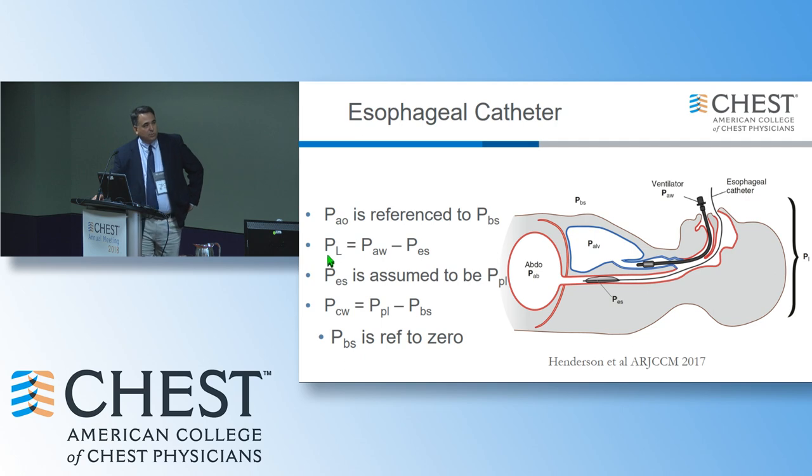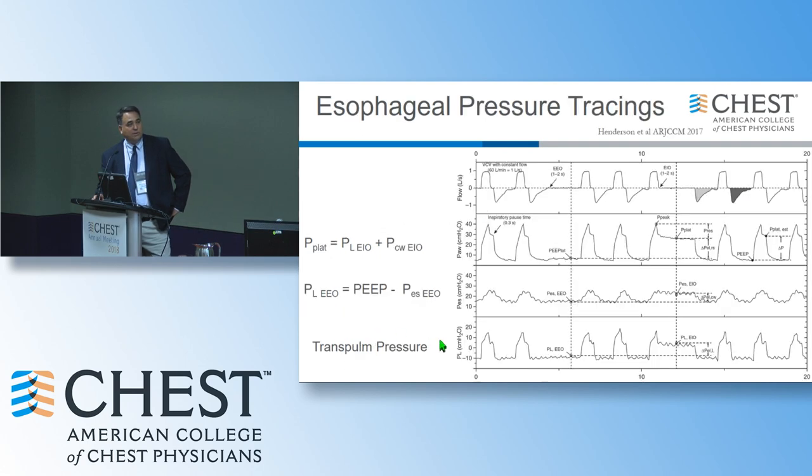And you can measure your transpulmonary pressure, which is the airway pressure minus the esophageal pressure, or the pleural pressure, but in this case, the esophageal pressure is the pleural pressure. And then if you want to look at the chest wall, it's the pleural pressure minus the body surface, which is zero. So essentially, your esophageal catheter helps you figure out how much is coming from the chest wall, how much is coming from the lung. Here's a representative tracing.